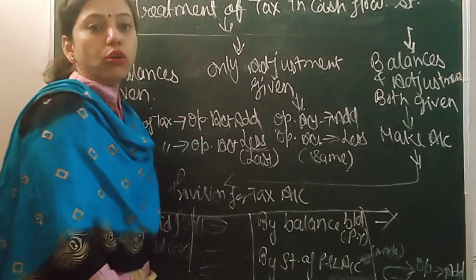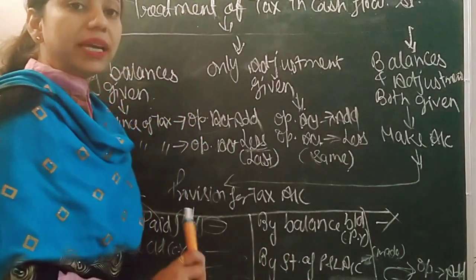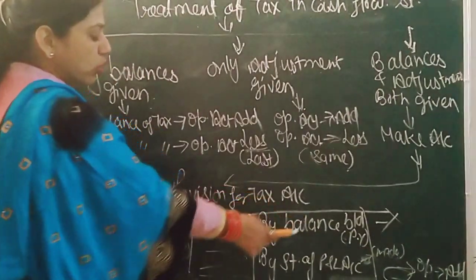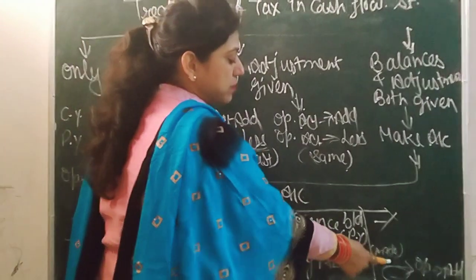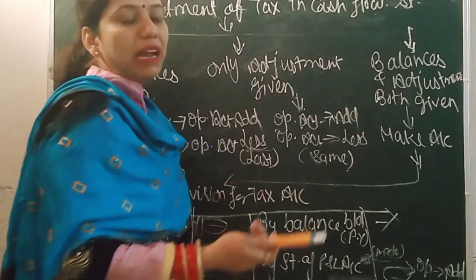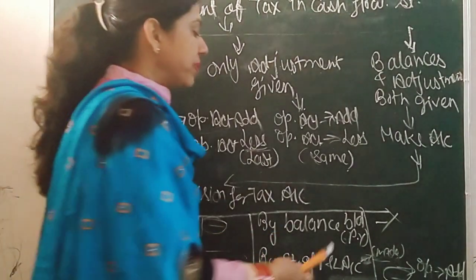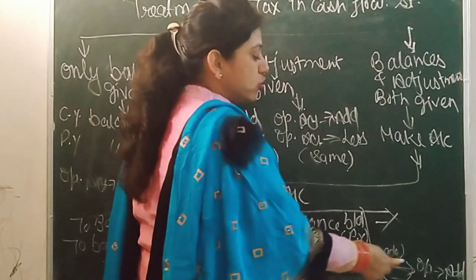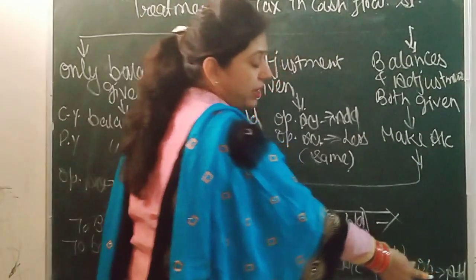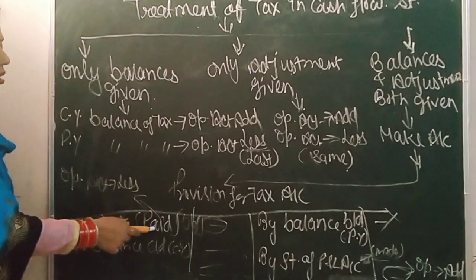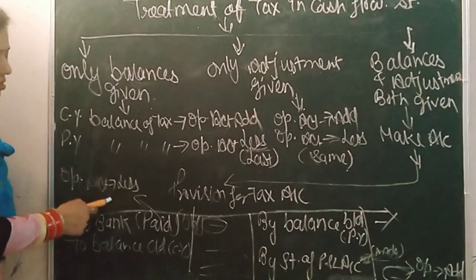And as we all know, when we make an account, there is no treatment of balances in cash flow. So no treatment of opening and closing balance. And the provision for tax made, as I told you, all left hand items are deducted and all right hand items are added. So provision for tax made should be added in operating activity and provision for tax paid should be deducted from operating activity at last.